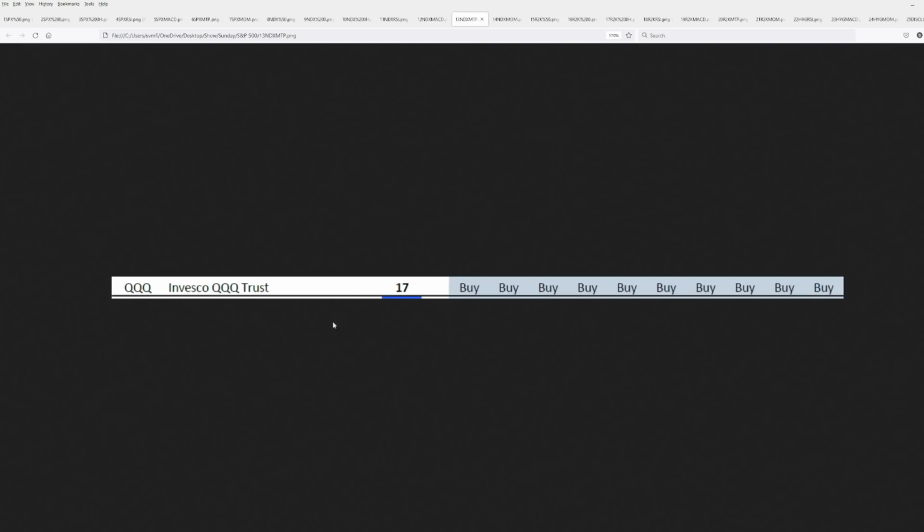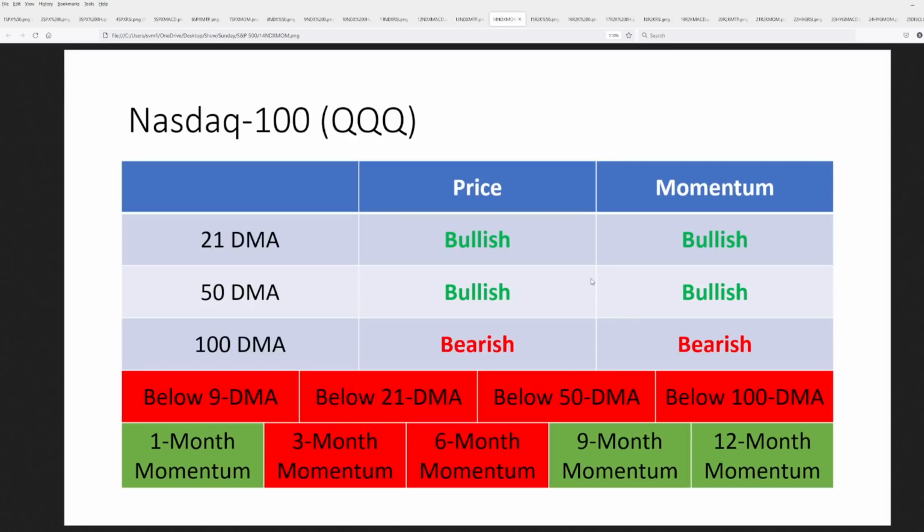Momentum Timer Pro, as of Friday, is still holding 17 consecutive buy signals. How long will that last? Probably not much longer. So again, sign up, get your next report on Monday morning at 6 a.m. Pacific, 9 a.m. Eastern. Let's take a look at the longer term pictures.